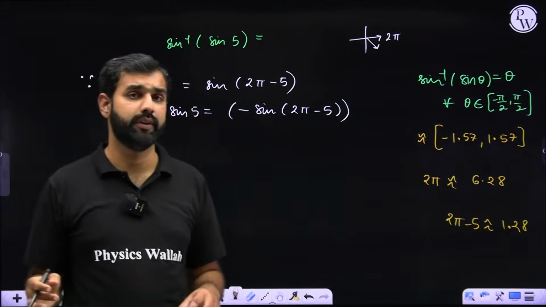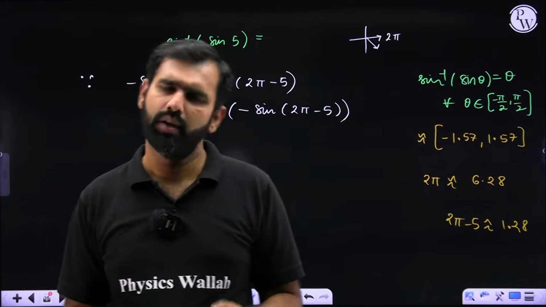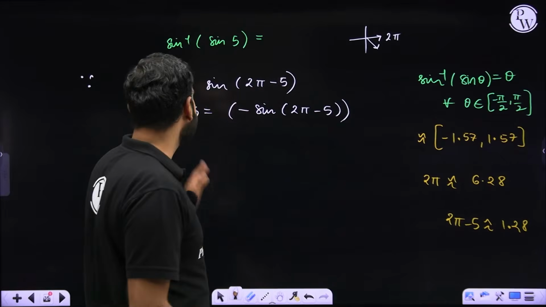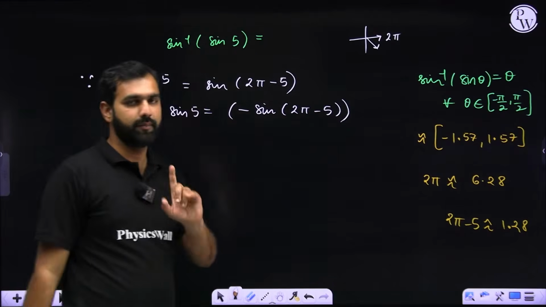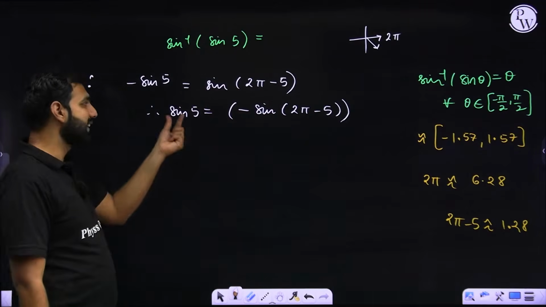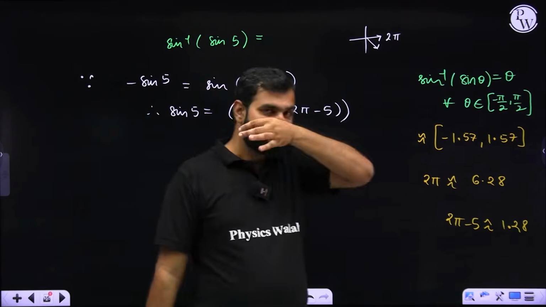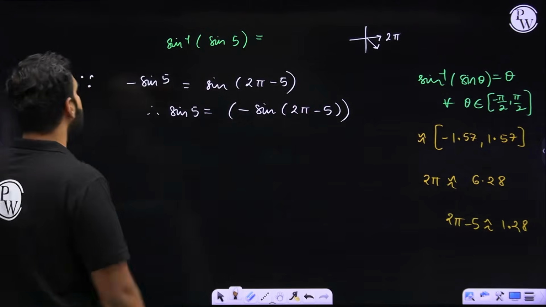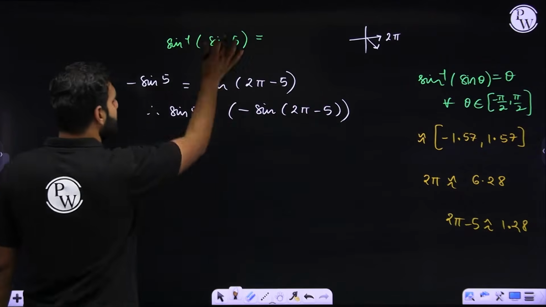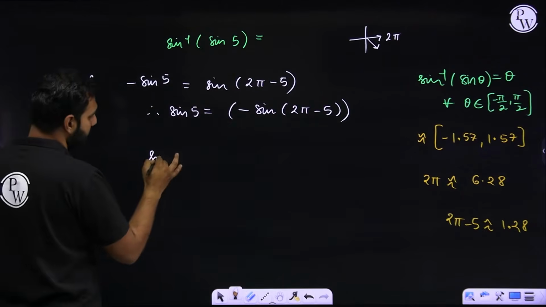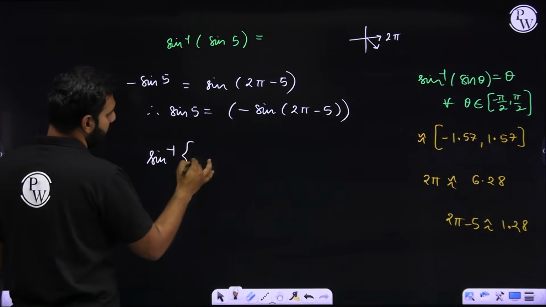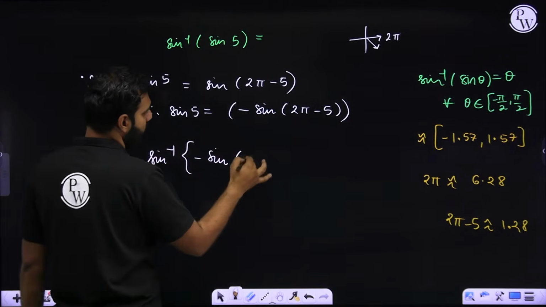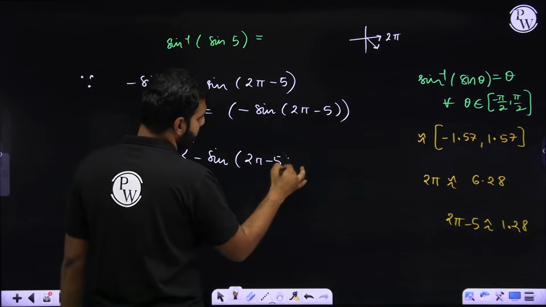Why are you doing all this, sir? We are not able to get this part. Okay, forget this. But at this stage, are you comfortable or convinced with the fact that sine 5 can be written as negative of sine of 2 pi minus 5? Do you all agree with that? Okay, so let me do that here. If I replace the value of sine 5 here, can I not say the question now looks like sine inverse of negative of sine of 2 pi minus 5?